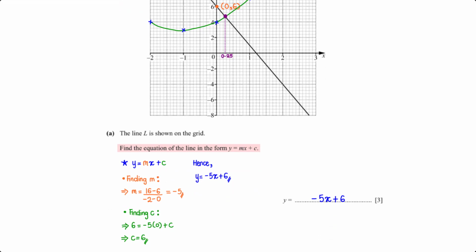By applying the gradient formula, we have m equals (16 minus 6) divided by (-2 minus 0), which is equal to -5. We find the value of c by substituting the values of m and one set of x, y coordinates into the equation. If we pick the coordinates (0, 6), this is what we get. -5 times 0 is 0. So we have c equals 6. And so the equation of the line is y equals -5x plus 6.